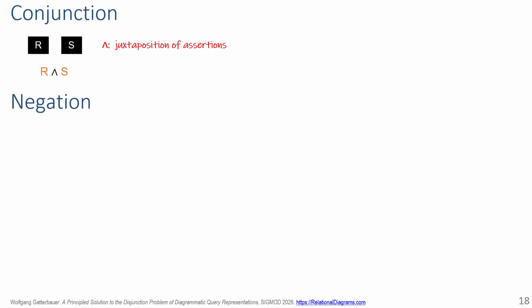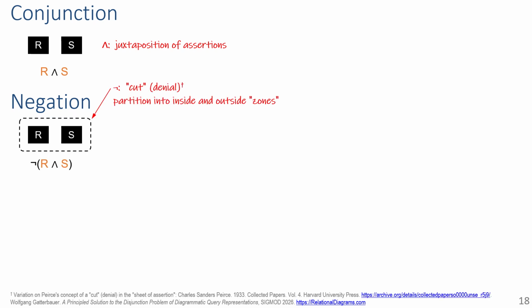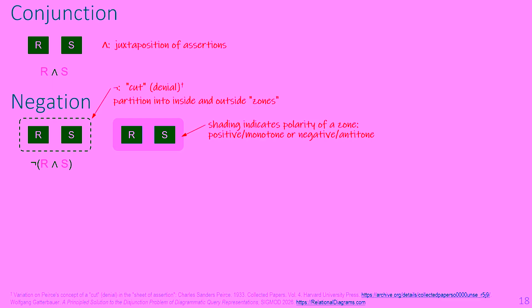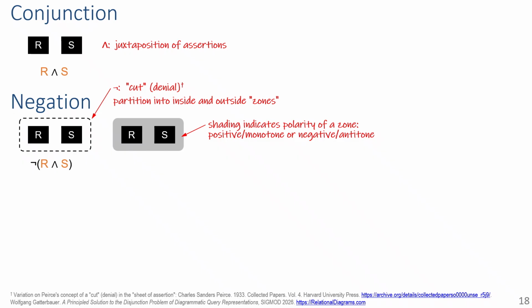Here we see R and S, so that's a conjunction. For negation, we use a dashed closed line that partitions the canvas into two zones, inside and outside. The inside is negated, the outside is not. And this is inspired by the notion of a cut by Charles Sanders Peirce. We then use alternating shading to indicate the polarity of a zone. Everything outside is monotone. One negation leads to a negative or antitone zone. Double negation is again white or monotone, etc.